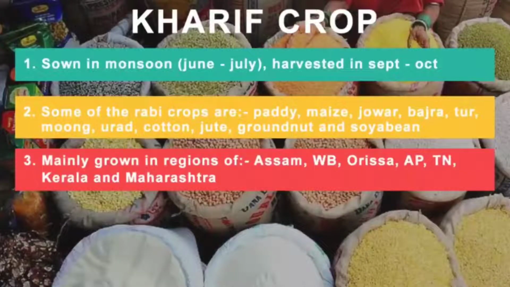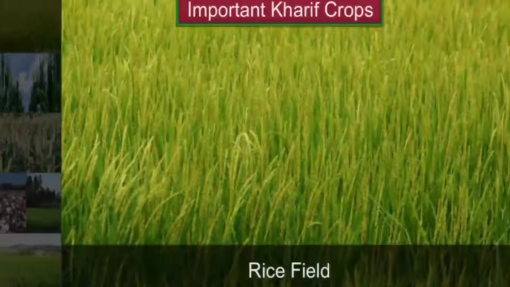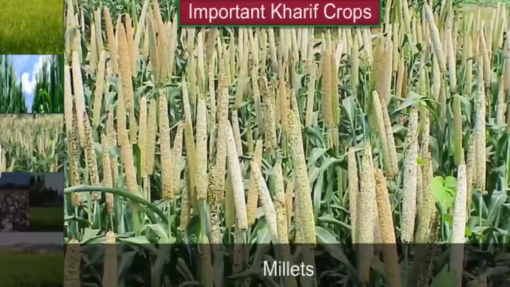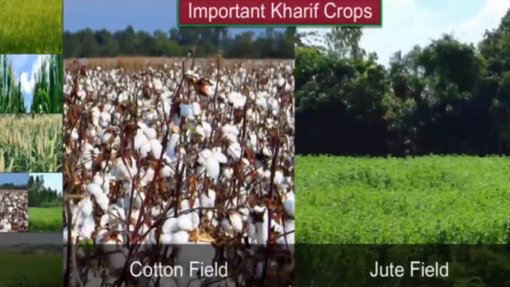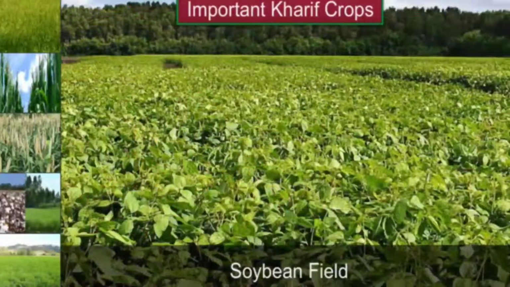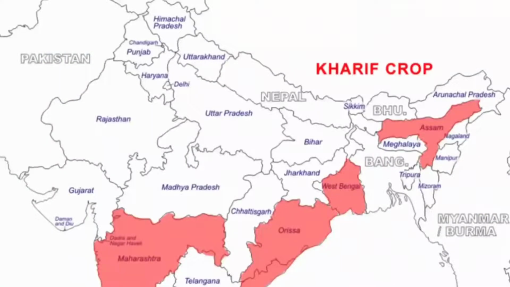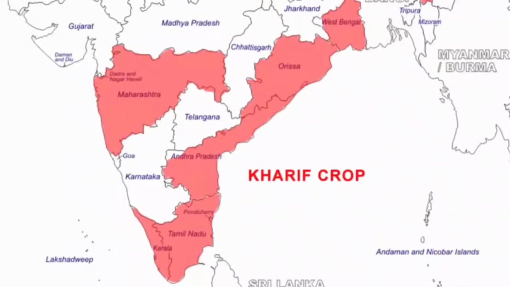Second, Kharif season. So in the Kharif season, the crops are sown with the onset of monsoon in June and July and are harvested in September and October. Some of the Kharif crops are paddy, maize, jowar, bajra, pulses, cotton, jute, groundnut and soybean. And they are mainly grown in Assam, West Bengal, Orissa, Andhra Pradesh, Tamil Nadu, Kerala and Maharashtra.